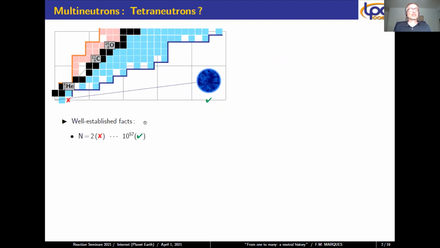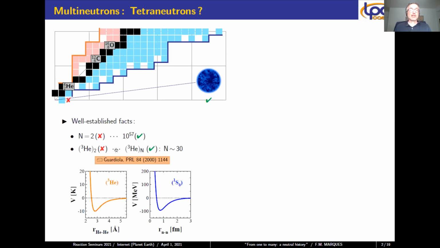So here you have the nuclear chart. So what do we know? Here you have a neutron star that has a neutron to proton ratio of about 8. So this is this line here. So it's more neutron rich than the lightest nuclei. We know that the dineutron is unbound and that the 10 to the 57 are bound, of course, due to gravity. But in between 2 and 10 to the 57, we don't know.